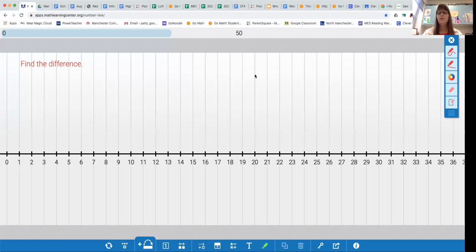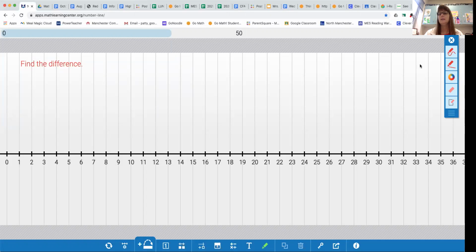This week, we are focusing on subtraction. We are going to be finding two different ways to find the difference. The difference is the answer to a subtraction problem. So as we look at subtraction problems, we're going to talk about counting up and counting back.